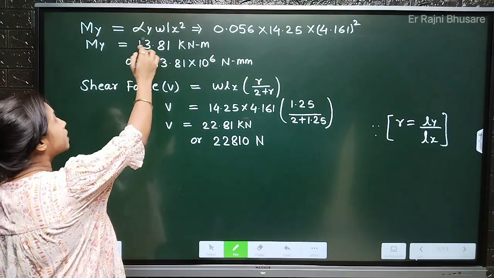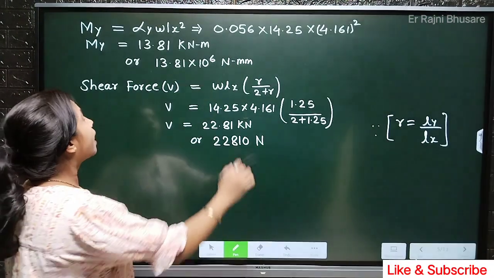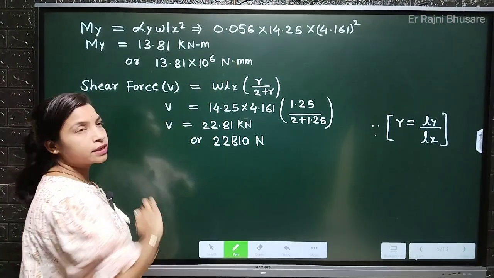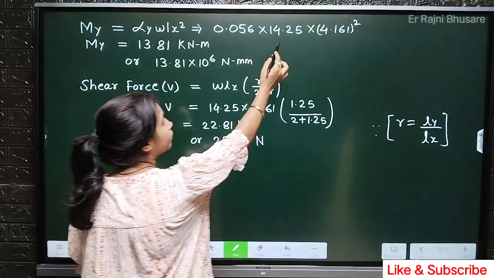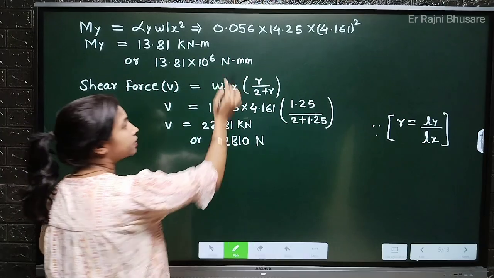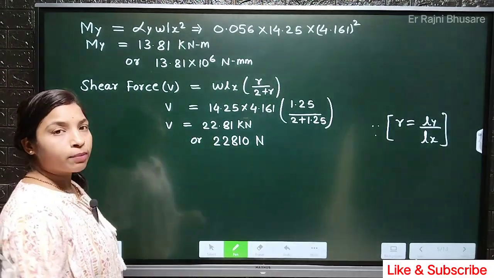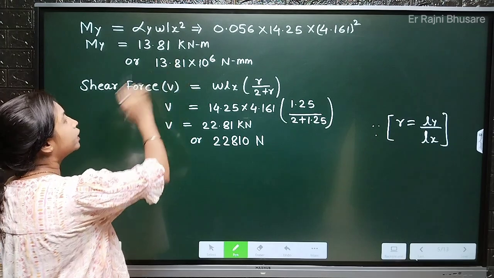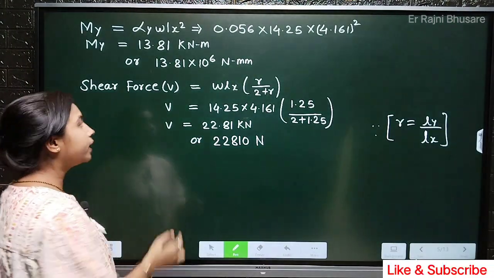So their formula is alpha y W Lx squared. Our alpha y value is 0.056, which we have calculated by the interpolation method, and our W is 14.25 and our Lx is 4.161 squared. So finally our bending moment about y is 13.81 kilonewton meter. Okay, and after that we will calculate shear force.